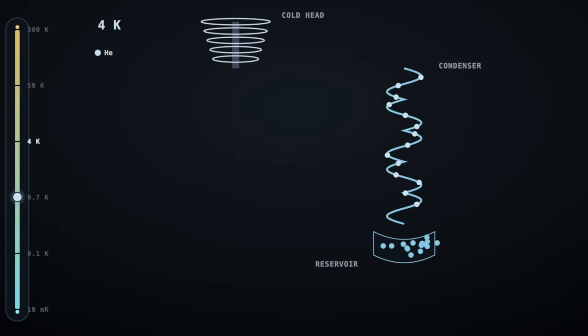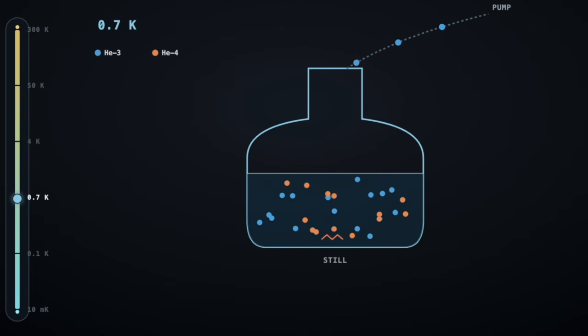Now we have it at 0.7 Kelvin. At this stage, helium-3 and helium-4 isotopes start to split away. Helium-3 is a lot more volatile, so in this low-pressure environment like the still, the helium-3 preferentially goes away, and it cools the rest of the mixture. It's like how sweat cools your body.